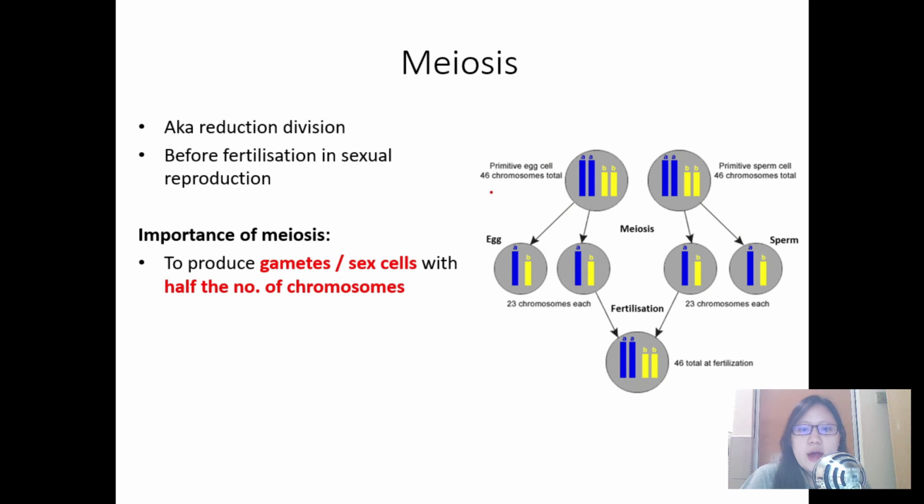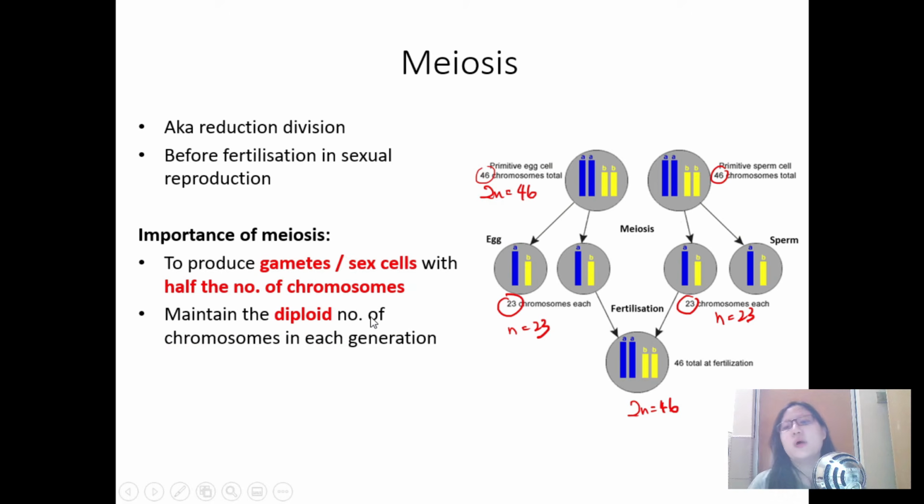At first, we would have 46 chromosomes, as you can see written here. But after meiosis, the chromosome number is halved to 23 chromosomes each. So this is a haploid number. And this happens in both the mom and dad. After that, the sperm and egg would fertilize or fuse together in fertilization to form a diploid organism again. So the importance of meiosis is also to maintain the diploid number of chromosomes in each generation.